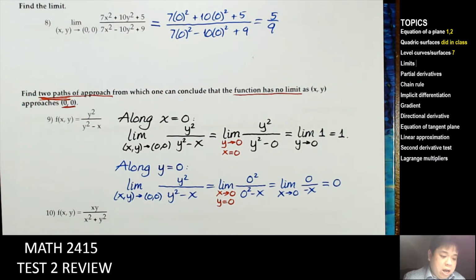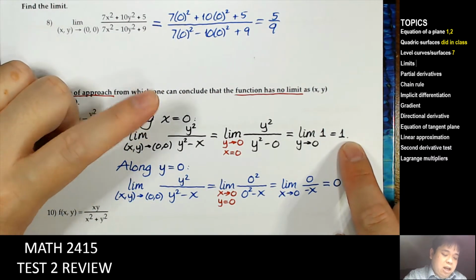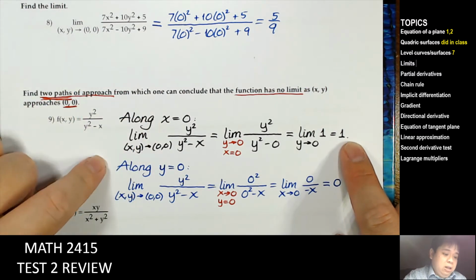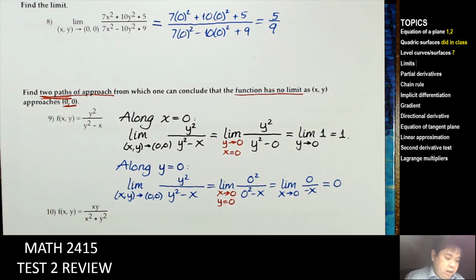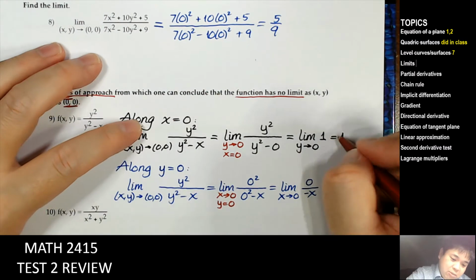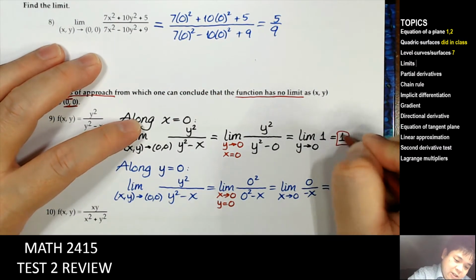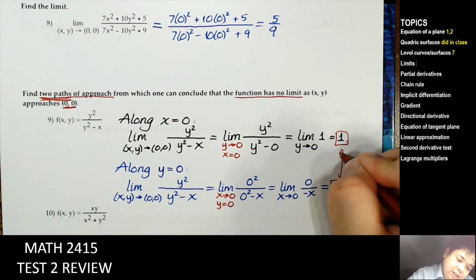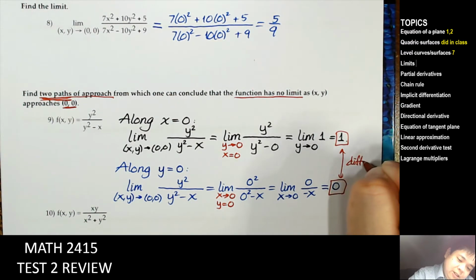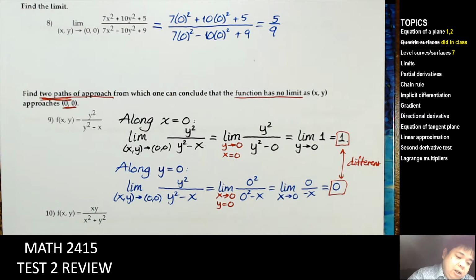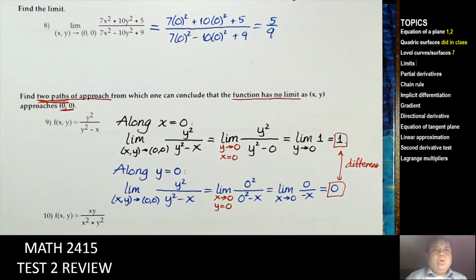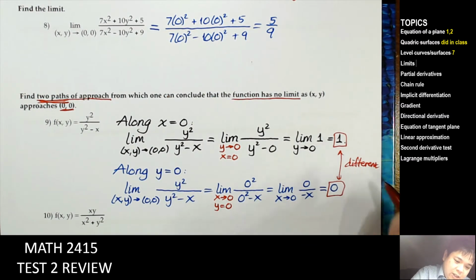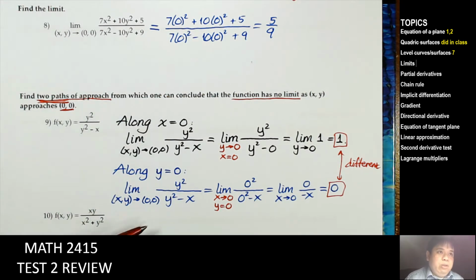Now we have just shown that the limit along the y-axis is equal to 1, the limit along the x-axis is equal to 0, and these numbers are not the same. Because of that, the limit does not exist. That's what we need to show: two different paths give us two different limits.